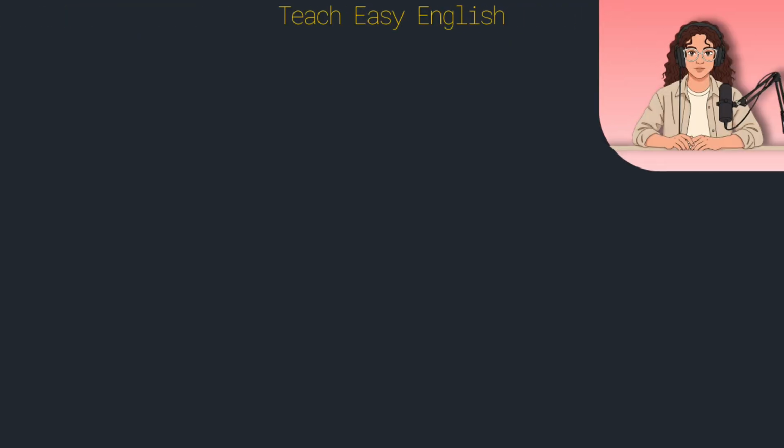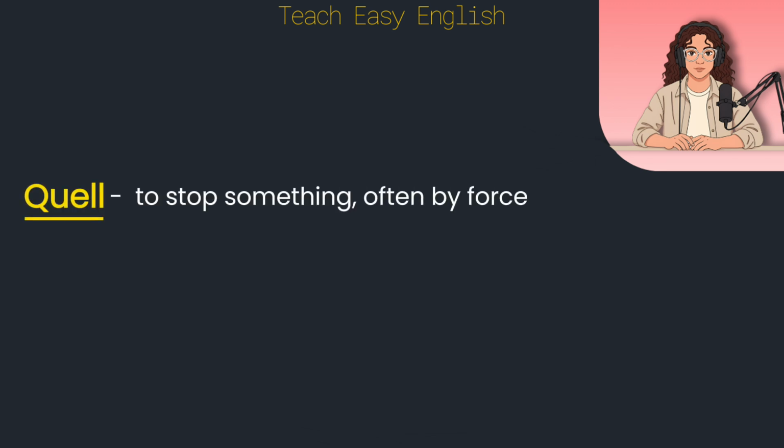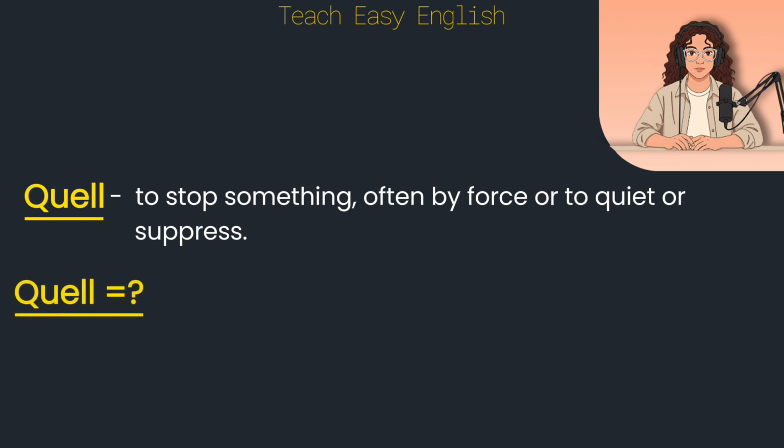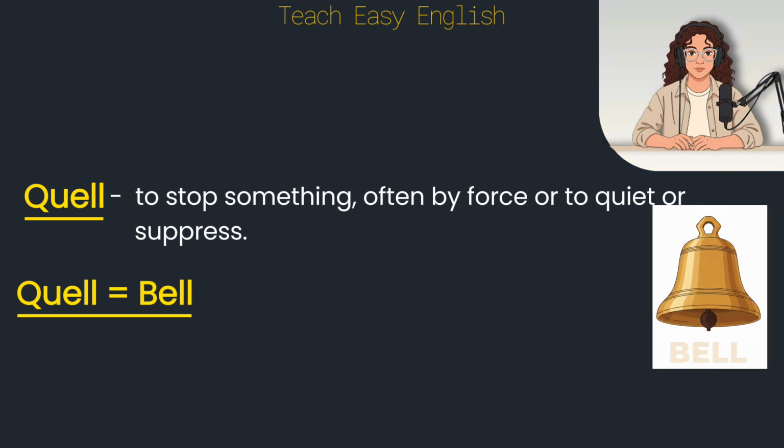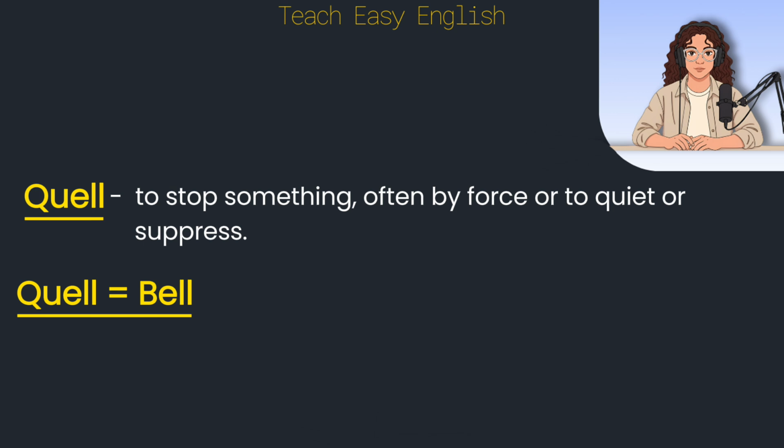Let's say we want to remember the word quell, which means to stop something, often by force, to quiet or suppress. The first step is to think of another word that sounds similar to quell. The important thing is that this other word must be something you can easily picture, something real you can see in your mind. So, for the word quell, the similar sounding word could be bell, which means a chime or ringing sound, right? Quell and bell sound very much alike.